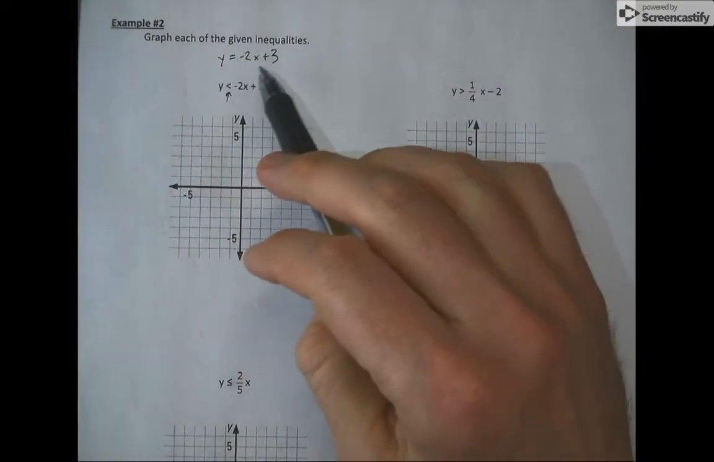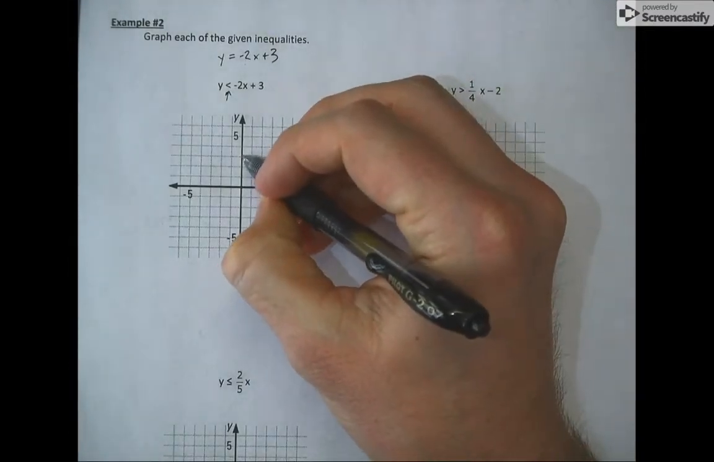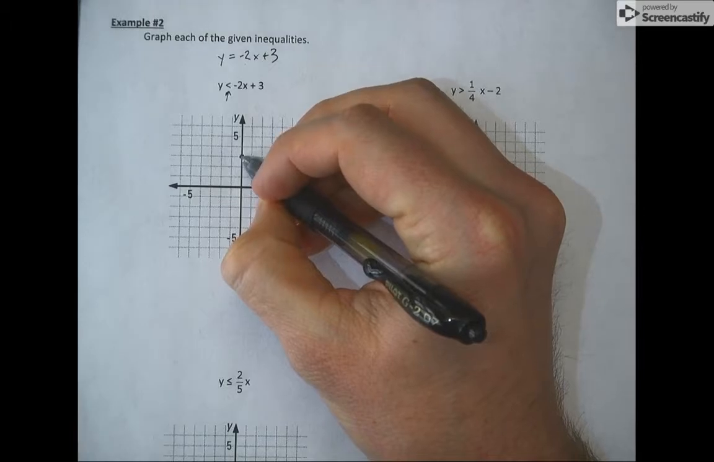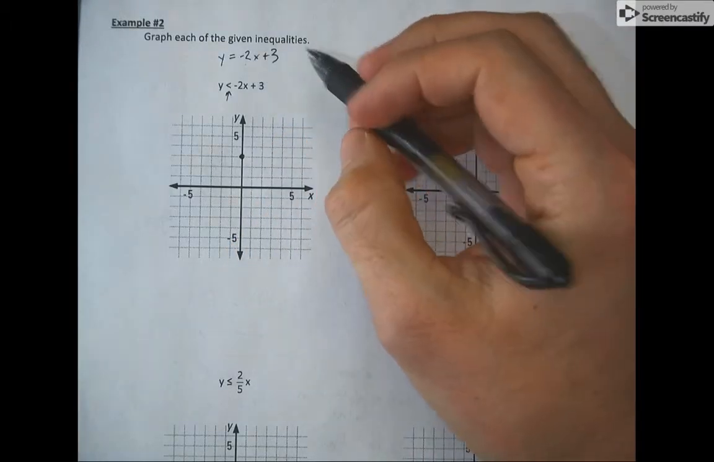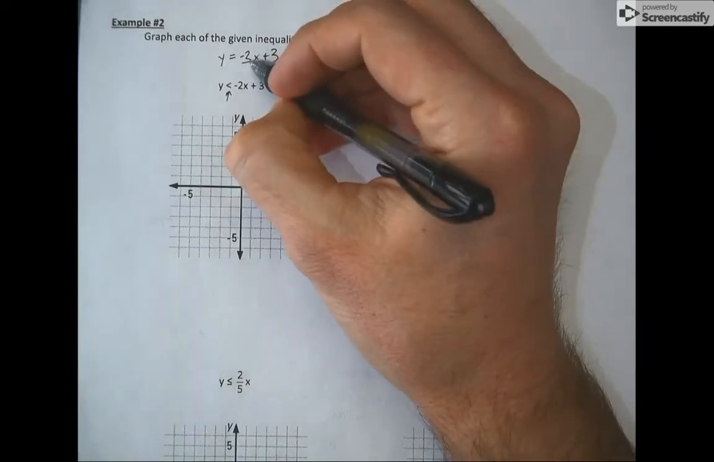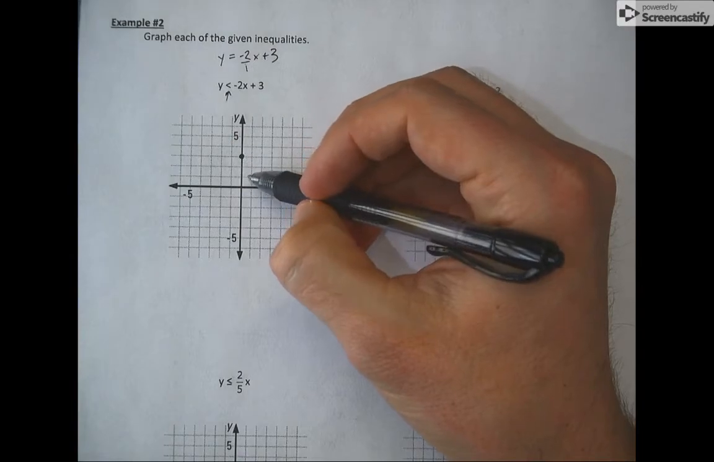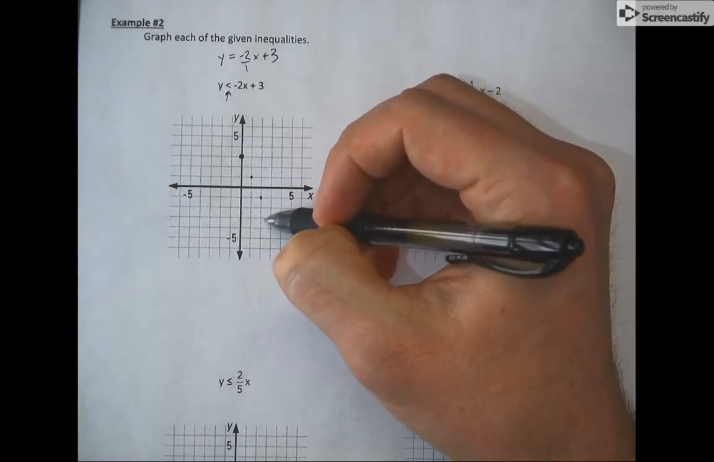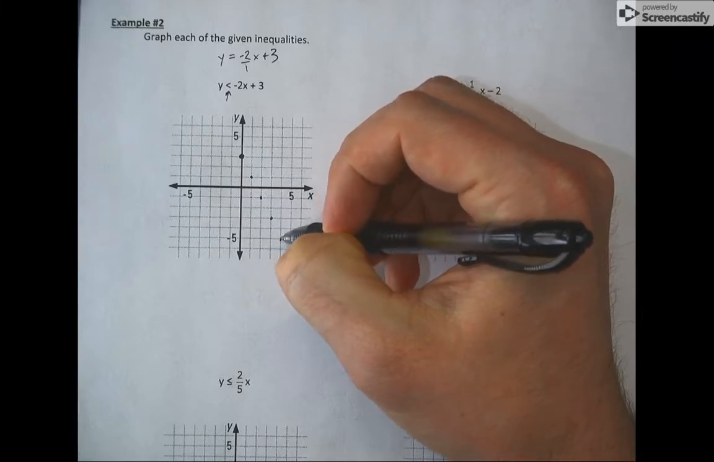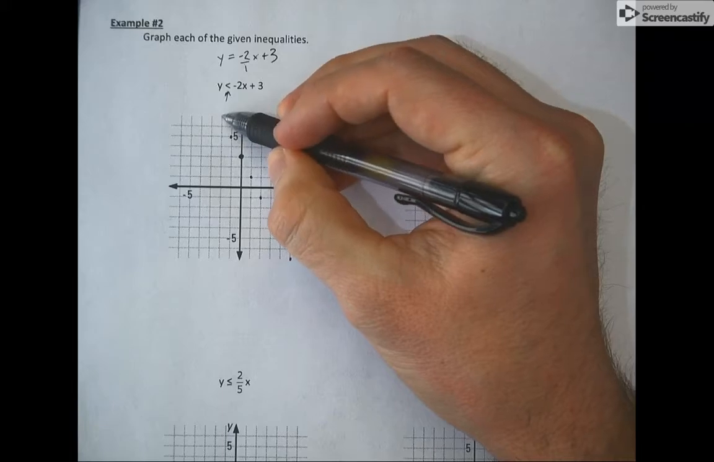We know the y-intercept is 3, so we're going to go up to 3. And we know that's a point that's going to be on this line. The slope now is -2, which is down 2 over 1, because it's like -2 over 1. So from here, we're going to go down 2, over 1, down 2, over 1, all the way down, following the pattern. We can even go up 2, left 1.